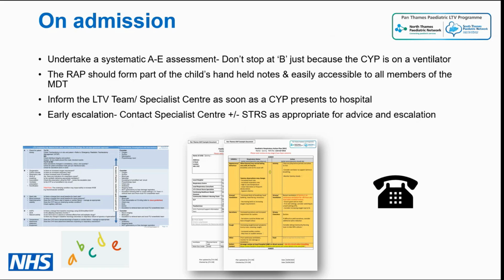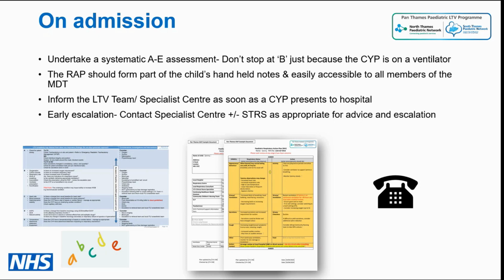So, on admission, what do we have to do if we have a child on LTV? I know this sounds really, really simple, but undertake a systematic full A to E assessment. Just because the child is on a ventilator, please don't just stop at B. The reason they've come in and the reason they're unwell may not have a respiratory cause. So do a full systematic assessment of our patient.